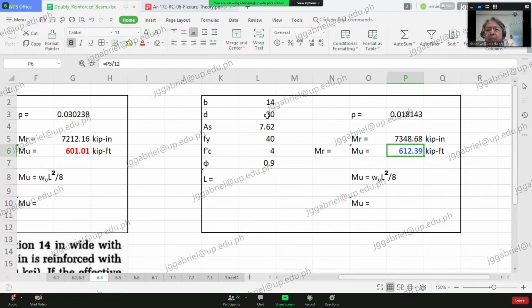Would you say na nakatipid ba tayo? Nakatipid ba to? Nilitan mo yung bakal, nilakyan mo yung concrete. Okay, it boils down to the price of concrete and steel. Okay, kapag scale yan, perhaps malaki yung savings mo na pag mura yung pag-produce ng concrete. Okay, depende sa economic study. Okay, any question? Okay lang.